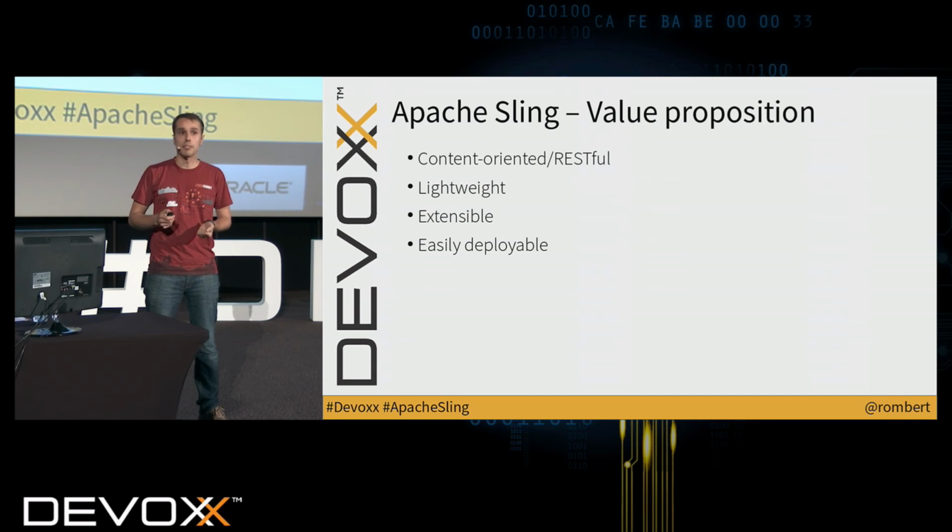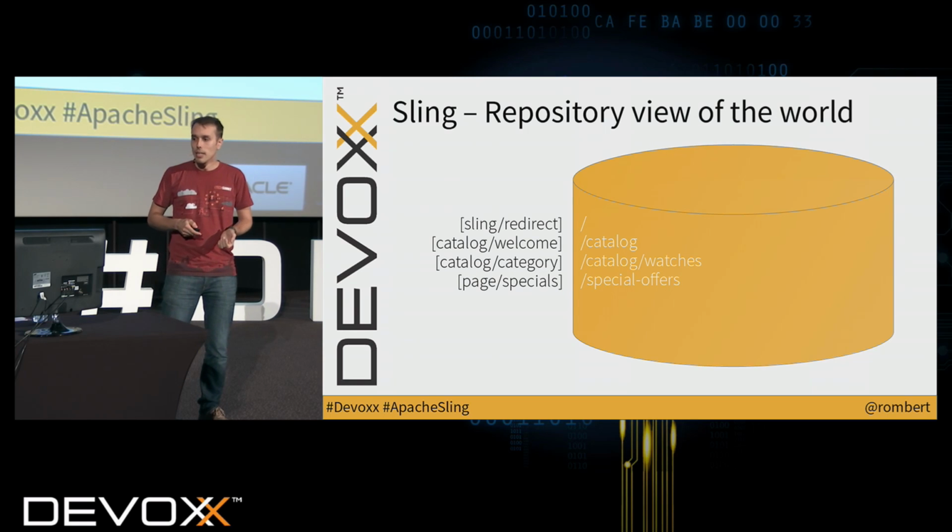Very lightweight. It's extensible. Internally it uses OSGi. It has many extension points, which means that you are free to extend it however you see fit, and it's very easy to deploy. It's a runnable jar, and nothing could be simpler than Java. I mean, Docker is simpler than running a jar, according to some people. But anyway, for me, it's very simple to start and deploy.